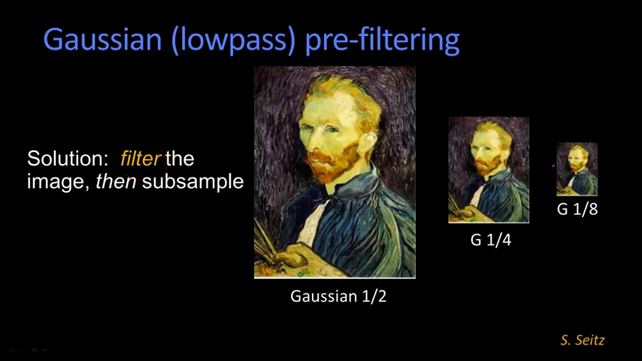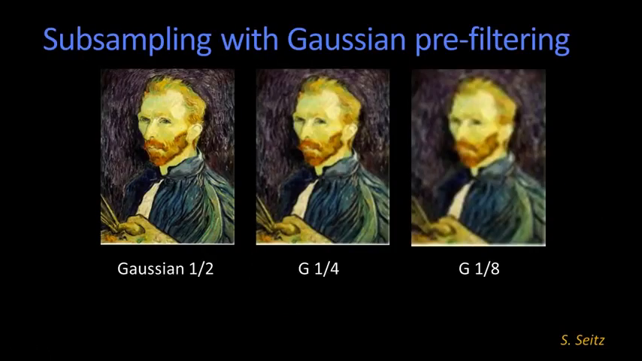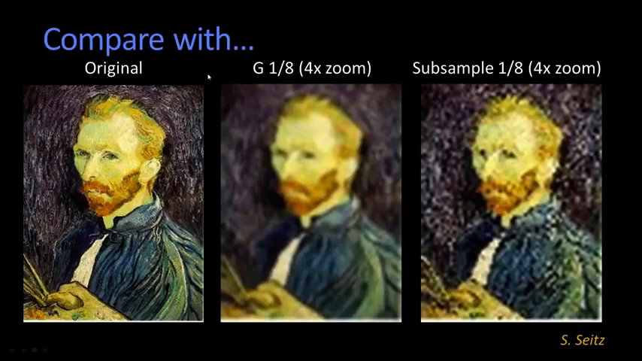When I do that and I blow up the Gaussian 1/8, you'll see that this actually looks pretty much like a blurry version of the original. Compare this to what we did with the subsampling. Here's our original, here is the Gaussian 1/8 at 4x zoom, and here is the subsample at 4x zoom. You can see that the Gaussian does a much better job in doing the reduction, and that's because it's been anti-aliased.